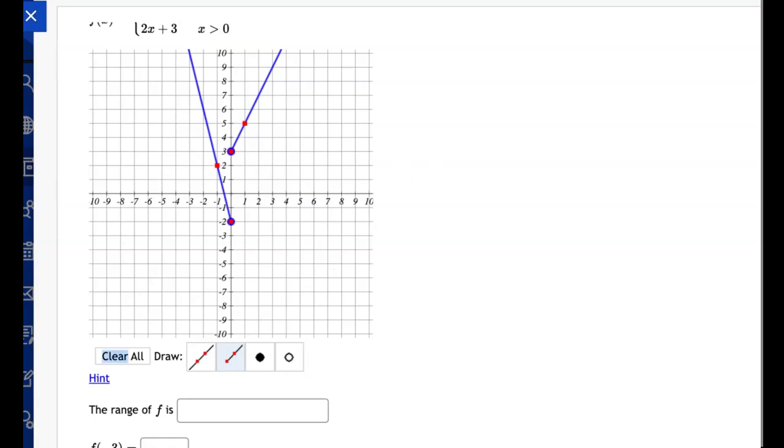I don't know why it's... There we go. So those are my two pieces. Questions on how I graphed it on the computer or anything?